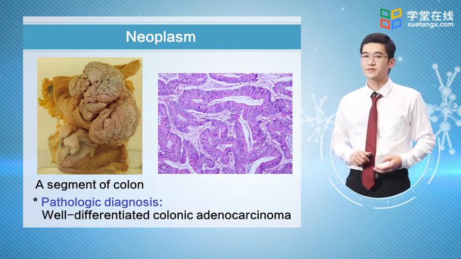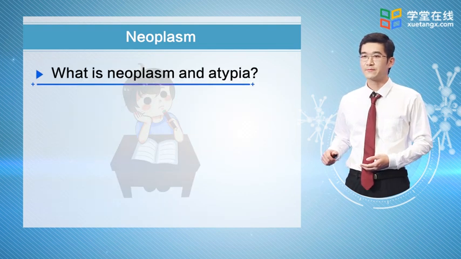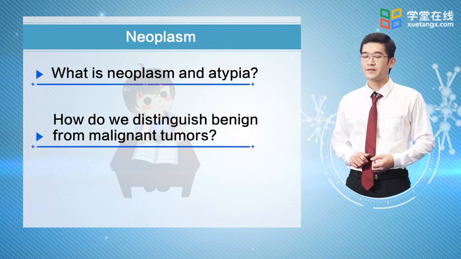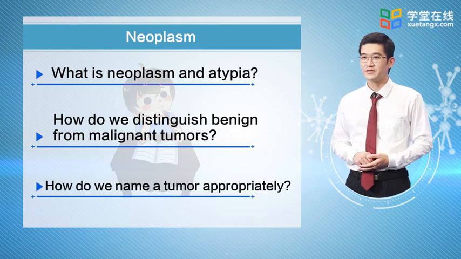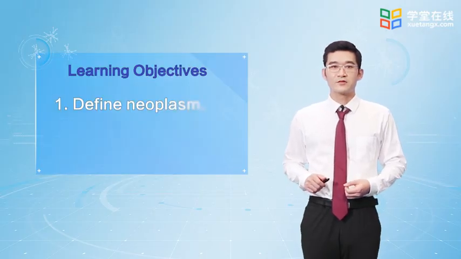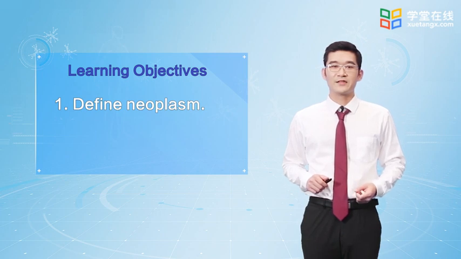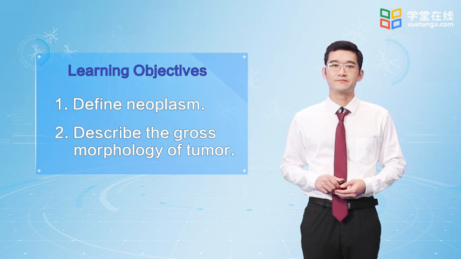Here are some questions to think about. What is neoplasm and atypia? How do we distinguish between benign and malignant neoplasms? How do we name a tumor appropriately when we make the pathologic diagnosis? After this class, students should be able to define neoplasm and describe the gross morphology of tumor.